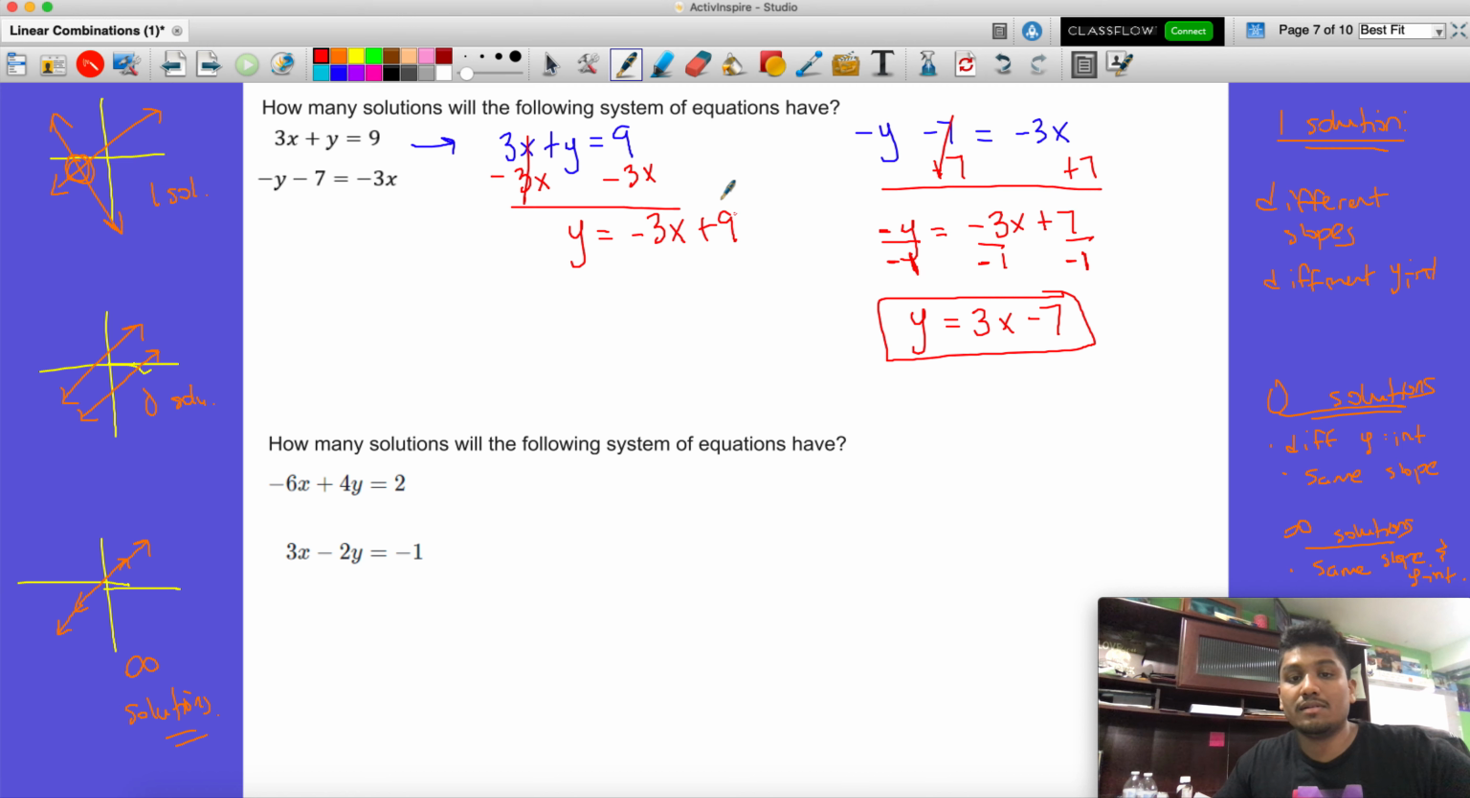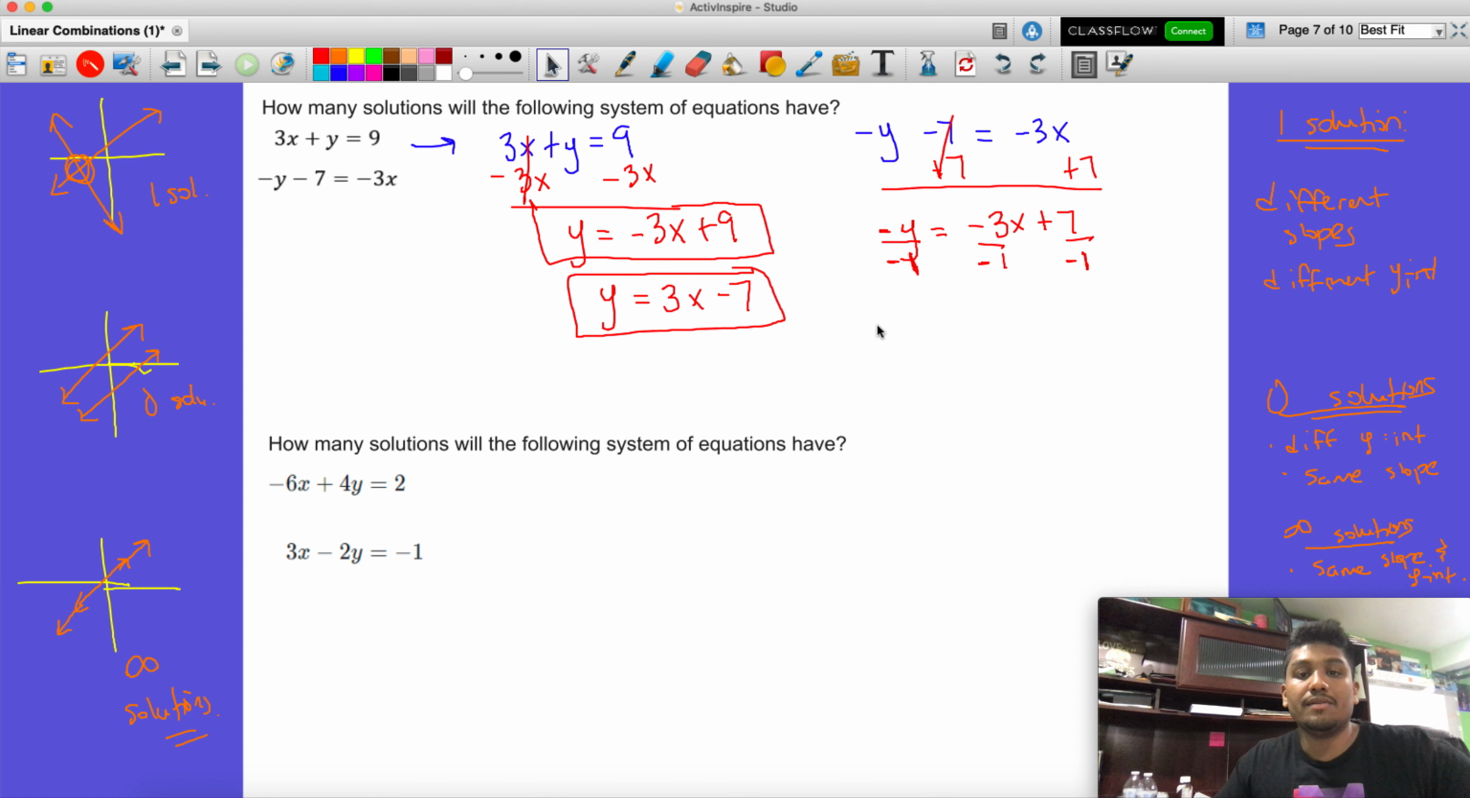Let's compare these two lines. I'm just going to drag them over. Let me make sure everything is right and that I didn't mess anything up, because sometimes I do that. All right, cool. We have what looks like the same slope, but it's not the same slope. This is a negative and this is a positive, and different y-intercepts. So with different slopes and different y-intercepts, we can assume that this would have one solution if you were to graph it.